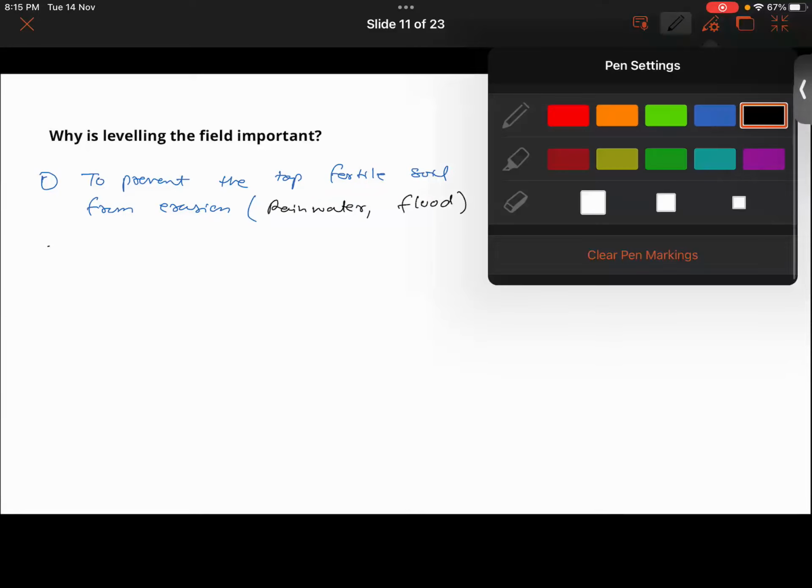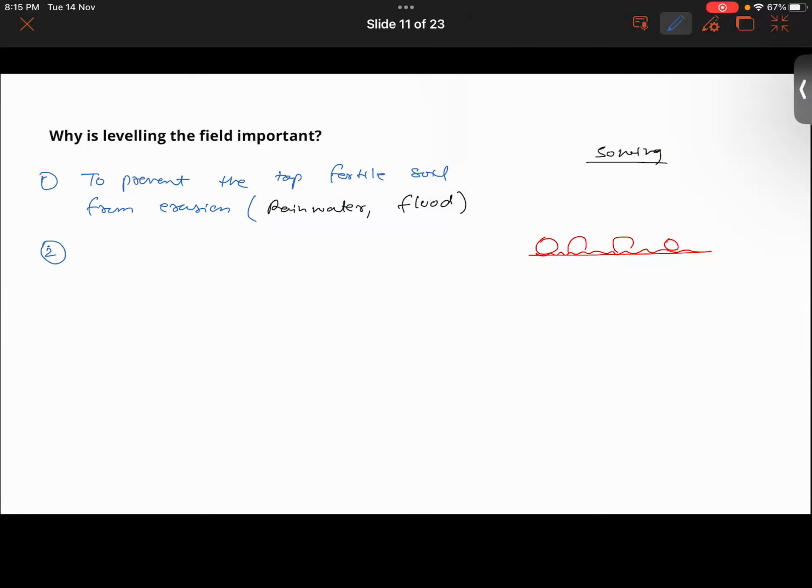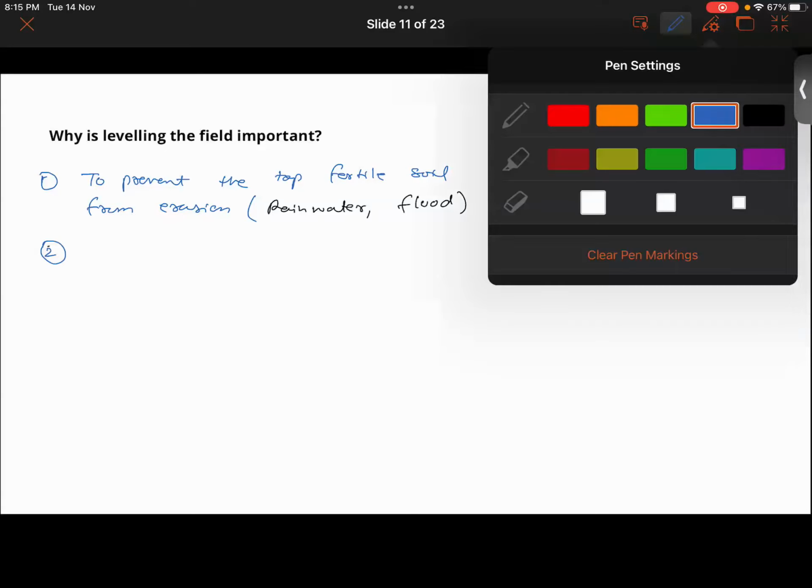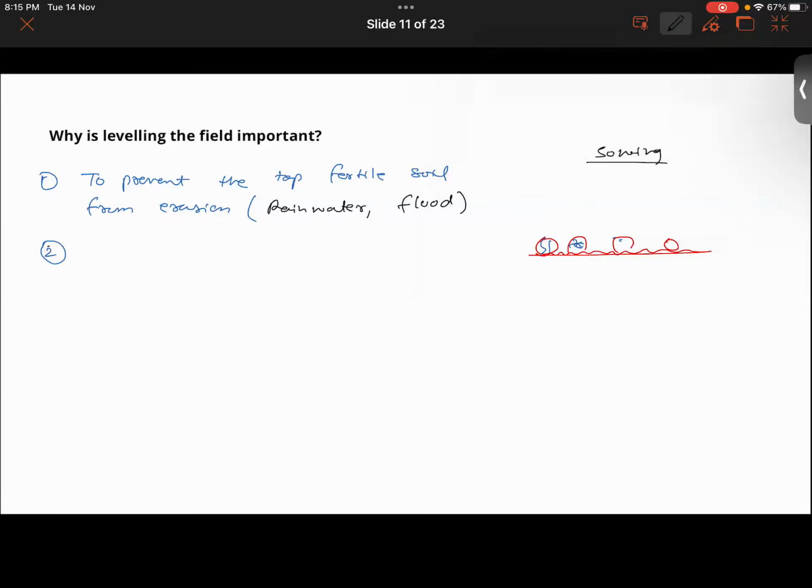Second reason why leveling of the soil is important. What does leveling basically mean here? Basically, breaking the bigger chunks of the soil into smaller pieces. Second point, one of you mentioned, in order to break the crumbs. That is correct. Leveling in itself means breaking the crumbs. But why is it important?